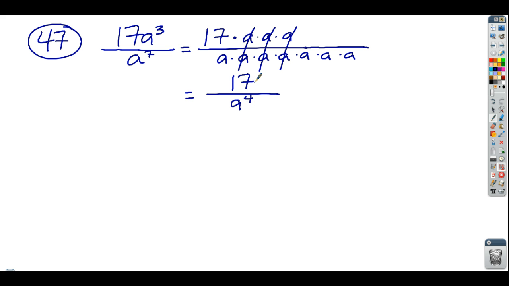And if you look at it, it makes sense because there's 7 here, there's 3 here, there's 4 more on the bottom. So 3 of these will cancel with 3 there, and I'm left with 4 on the bottom. All right, moving on.